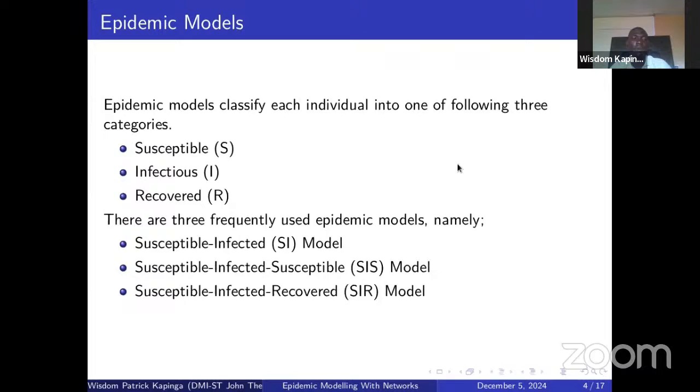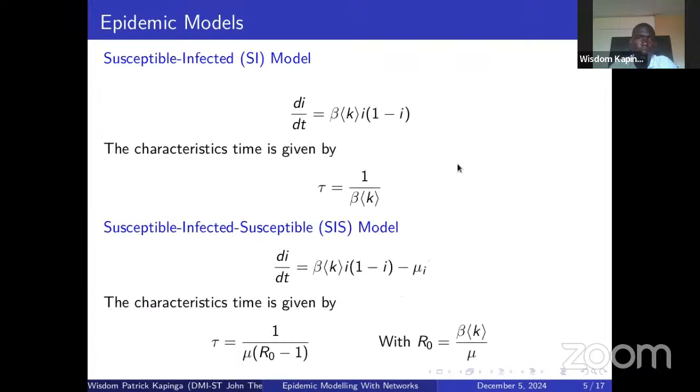But let's now take a quick look at the models that we use when we are trying to model the epidemics. When we talk of the SI model, this is the model that we use. Here we have beta, and then we have K, and then we have I, and then we have 1 minus I. When you talk of beta, this is the probability or the likelihood of one getting infected from someone who has already been infected.